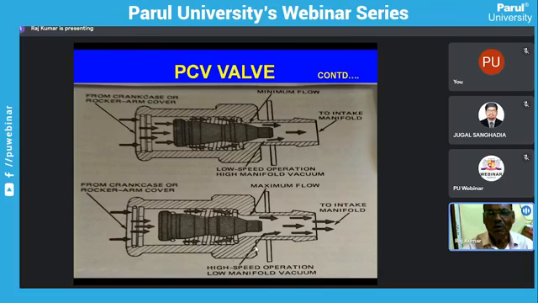When the speed is more, the vacuum to the PCV valve is less. So the valve goes to the left, and more passage is open. So maximum gases coming out from the crankcase go to the induction manifold for reburning. So this is how the PCV valve operates as per the load and throttle opening conditions.